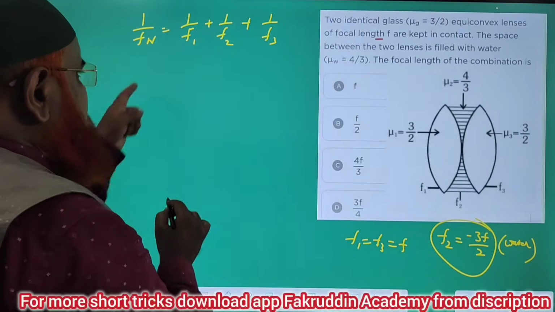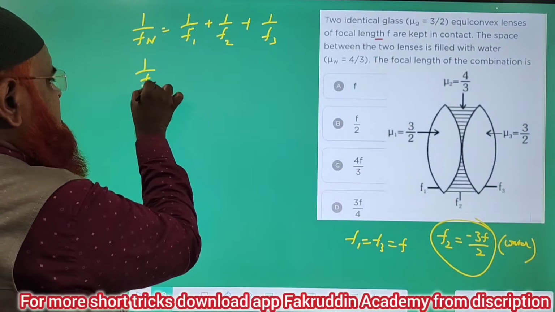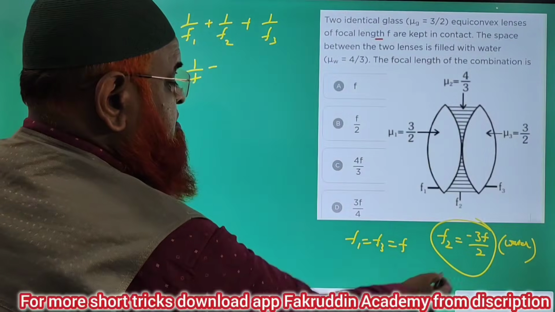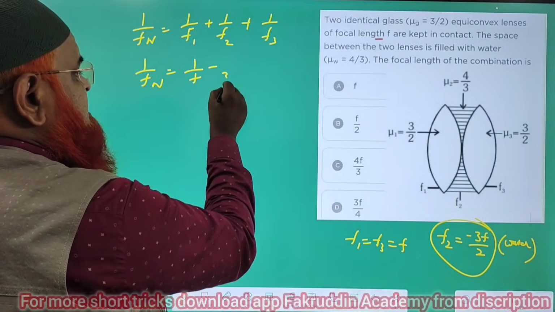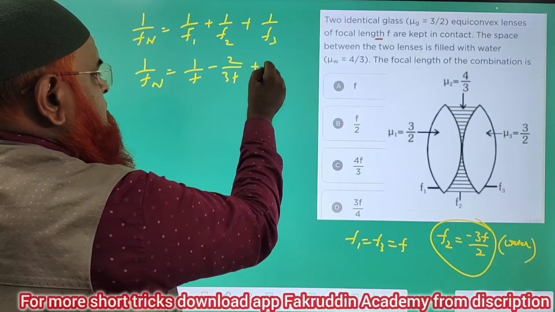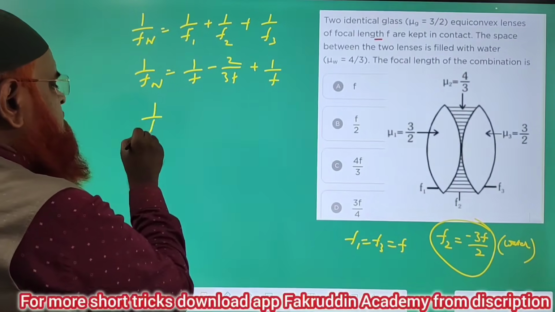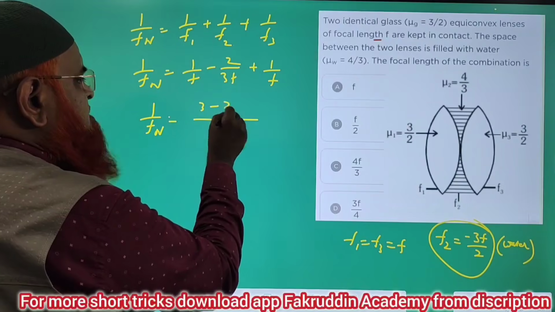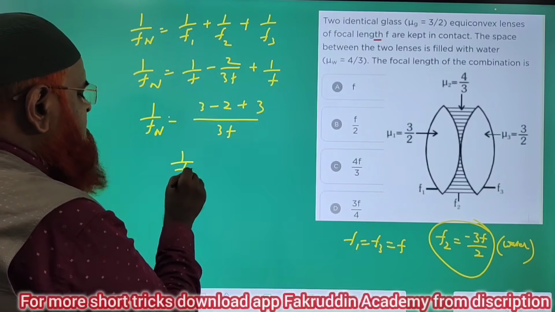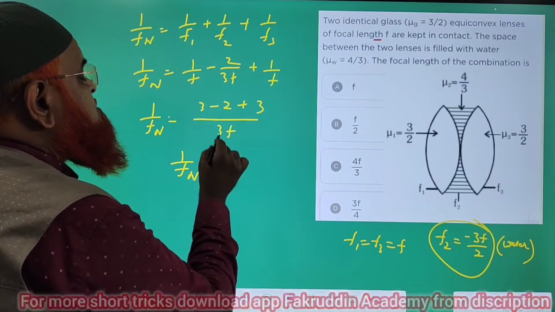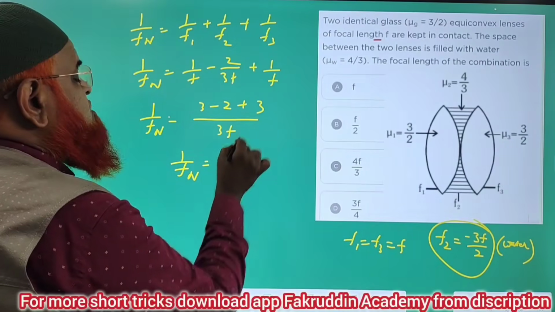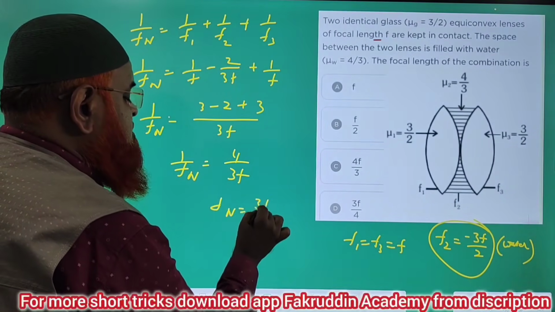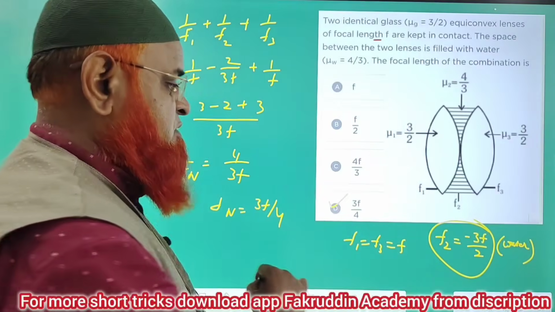Then you know the net focal length is going to be 1/f net is equal to 1/f plus, the second one is going to be a negative lens, so we can write this as minus 2/3f, plus again 1/f. So therefore 1/f net, taking 3f as the LCM, is 3 minus 2 plus 3, which is 4/3f, therefore f net is equal to 3f/4. Your answer is this one.